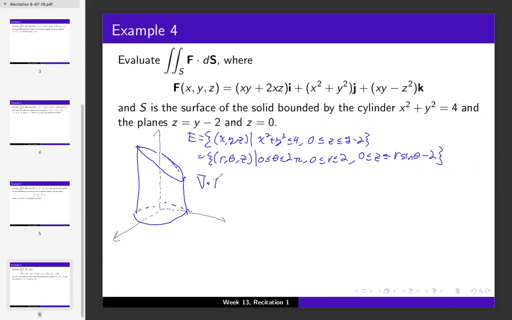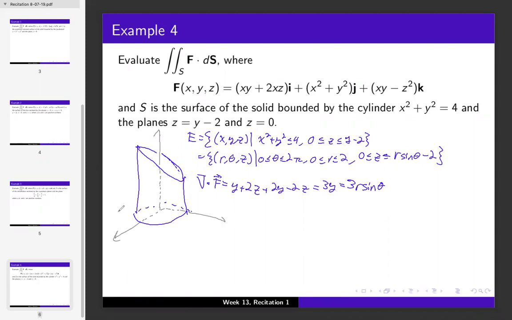What's the divergence? The divergence of this vector field is going to be y plus 2z plus 2y minus 2z, or in other words, 3y. If you want to write that in cylindrical coordinates, that's just going to come out to 3r sine theta.